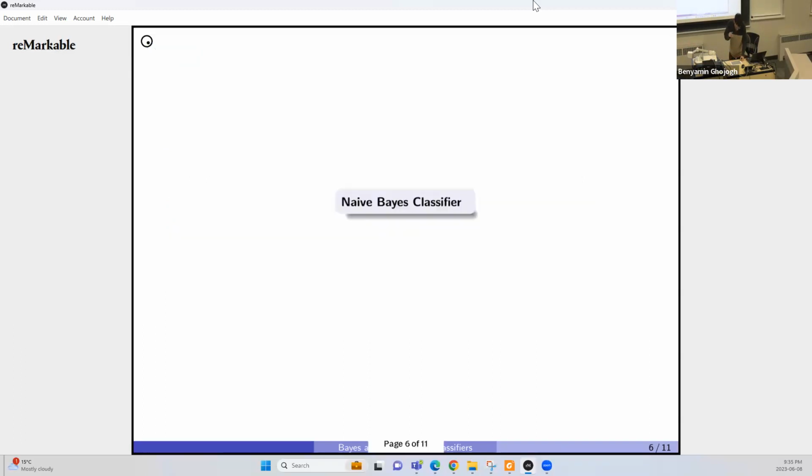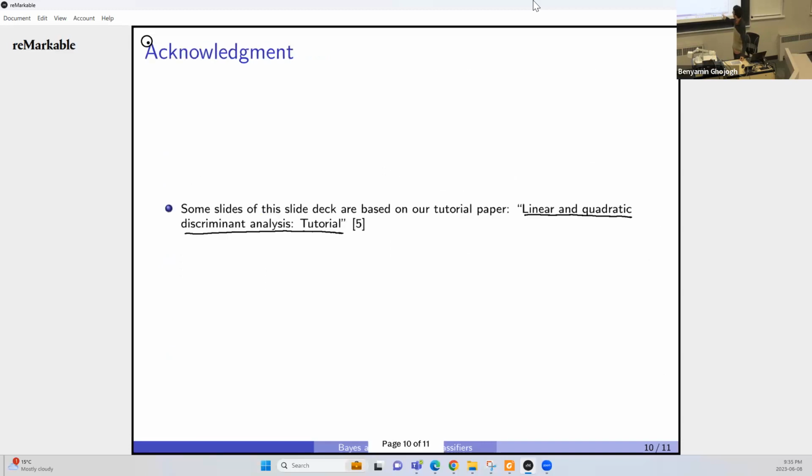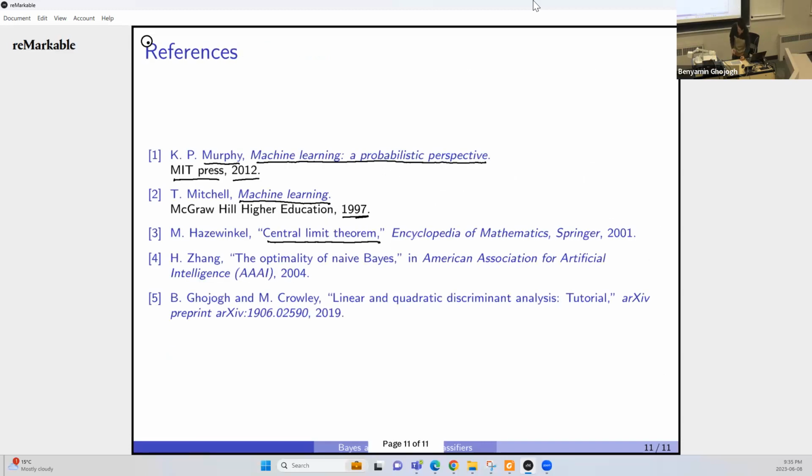Okay, so back to the references. Sorry for skipping that slide. I forgot to mention that. I was saying, okay, for central limit theorem, you can take a look at this paper in 2001. And also, this is the optimality of the naive Bayes. It talks about the optimality. As I said, Bayes is optimal. Naive Bayes, as it is naive, makes an assumption. It has some level of optimality. Okay. This is also our tutorial paper on LDA and QDA.